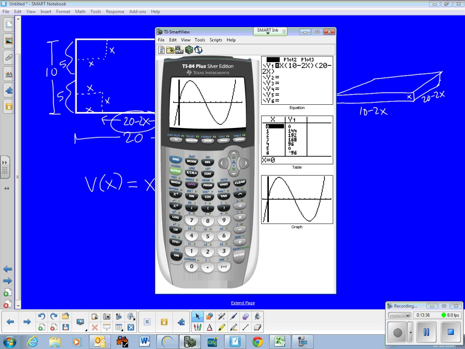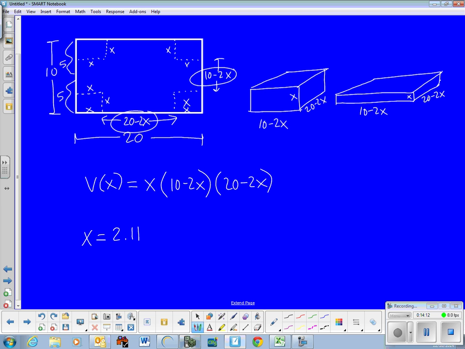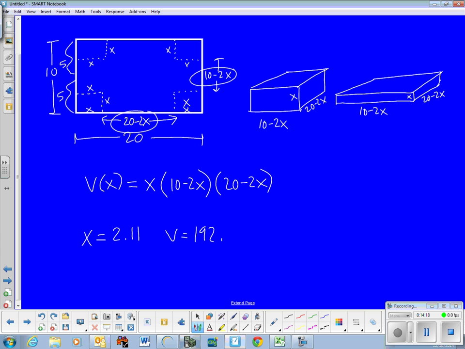So back to the original question, what is the max volume we can make? And while we're at it, what x should we cut out to make that max volume? So this is a graph of the volume. We want to find the maximum. It looks like about 2. I'm just going to be safe and say 0 to 5, and I think it's somewhere near 2. So that gives me my max. At 2.11, I can get 192.45. This is a classic example.